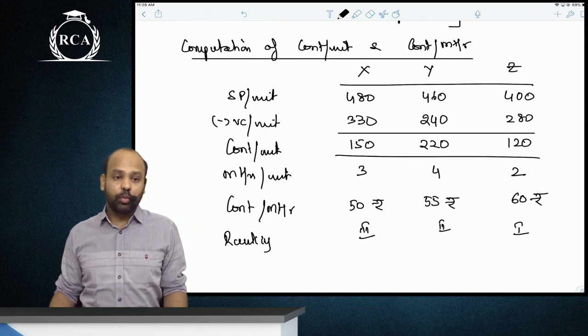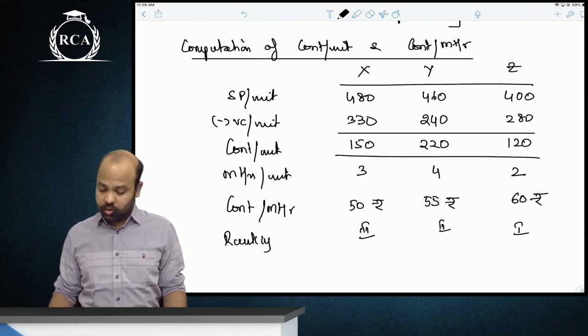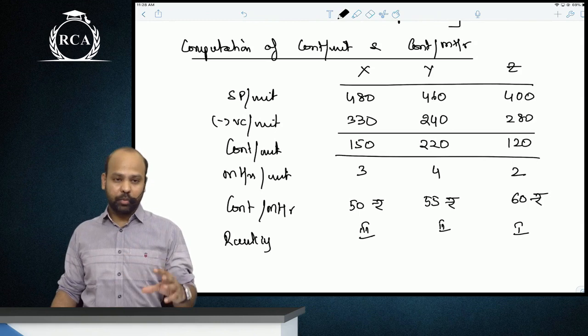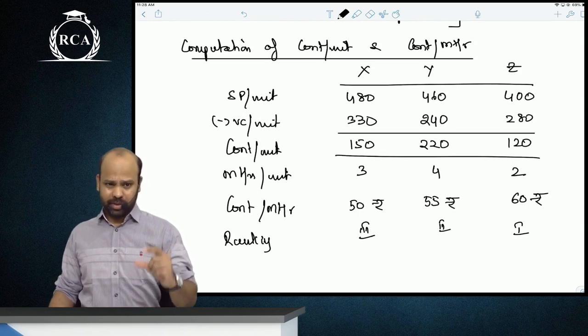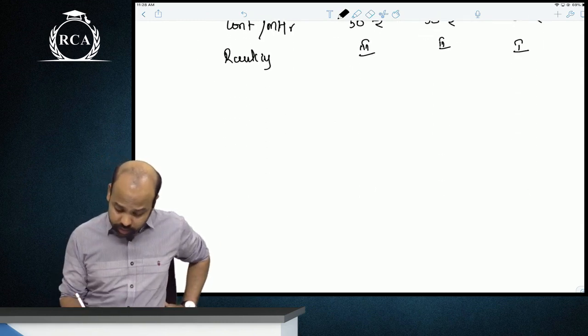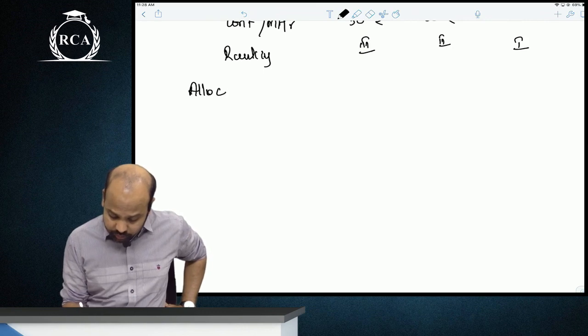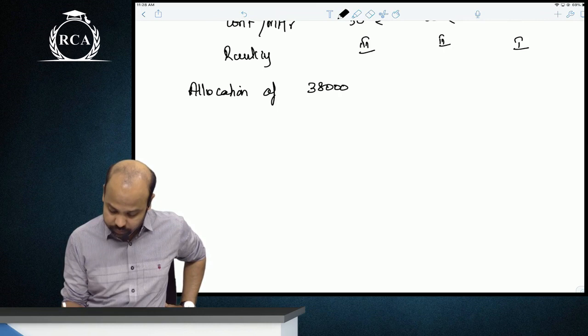Here, guys, I hope you're all done with this. Just in case you're not done with this part, you can pause and copy this part, guys. I'll do allocation of those 38,000 hours. Allocation of 38,000 machine hours.